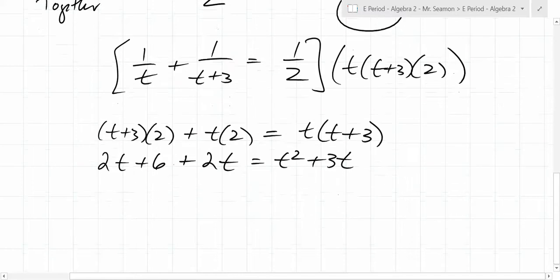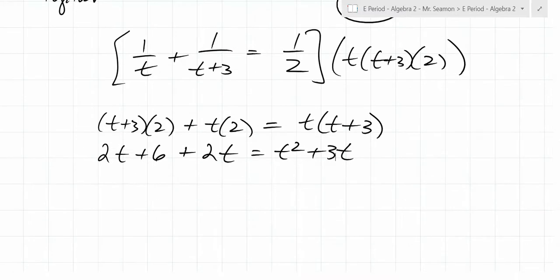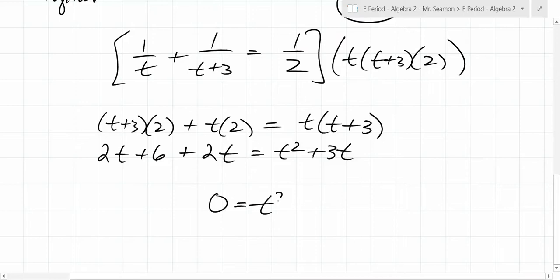Is it in standard form yet? Why isn't it in standard form? Because they're not all on one side, and they're not grouped together, right? So it's going to be t squared minus how many t's? 1. Minus a t, yep. And then what, minus 6?